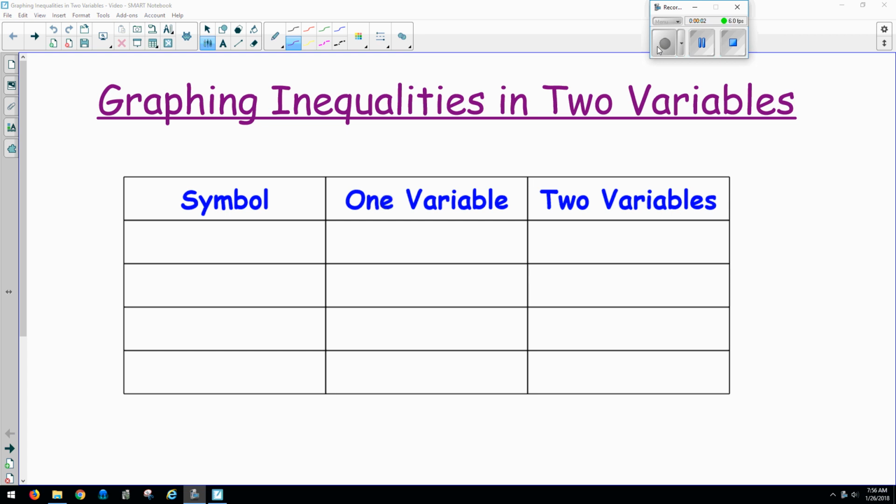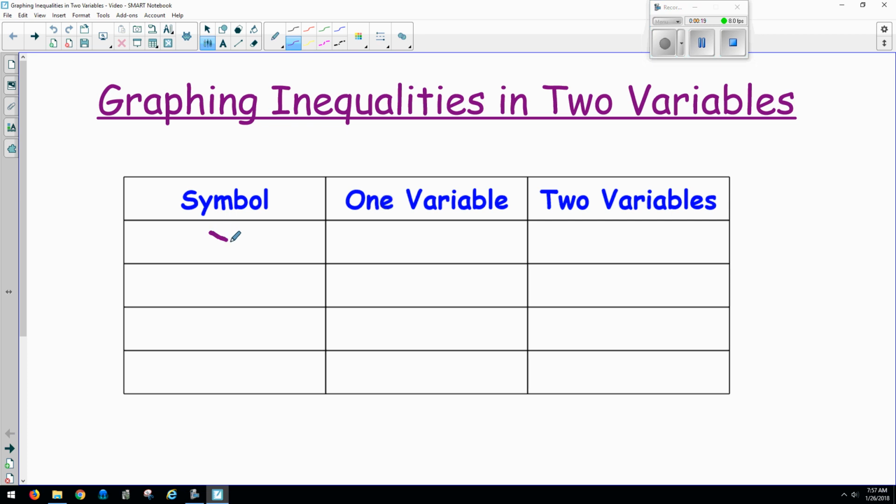Earlier in the year, we talked about graphing inequalities with just one variable. Today, we're going to be talking about graphing inequalities in two variables. So let me show you what that means. First of all, let's talk about some symbols and what it means as far as graphs go.